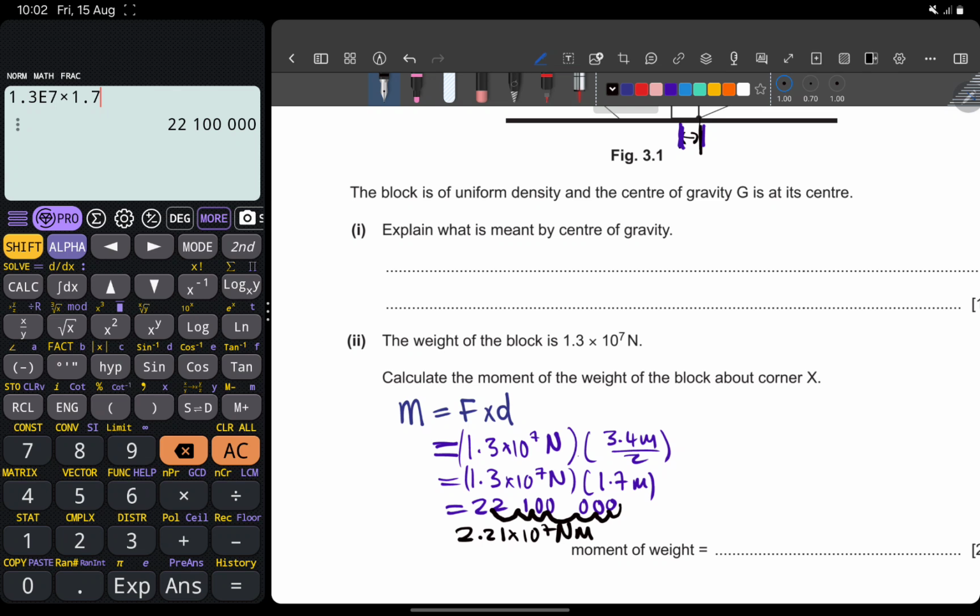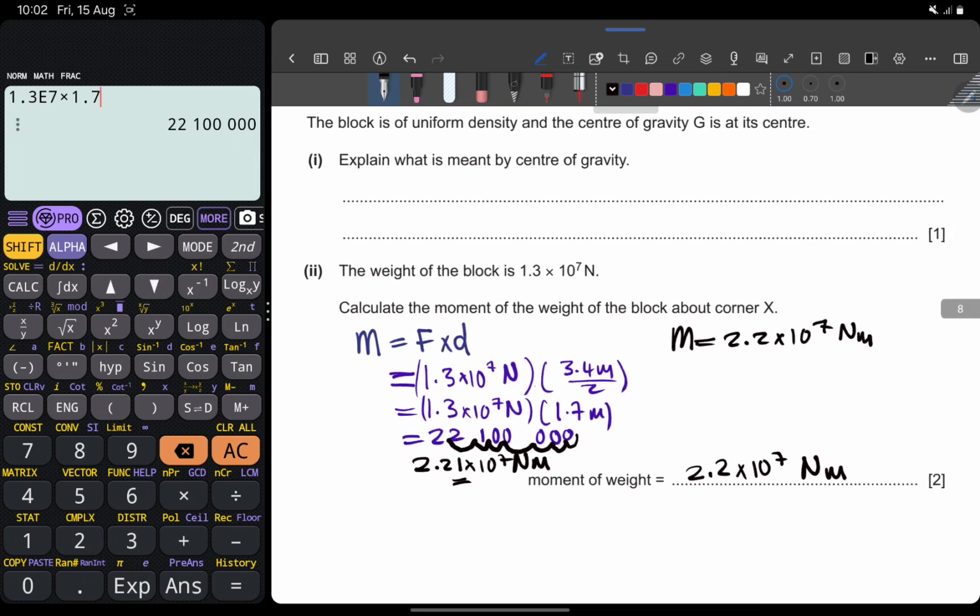We should have our answer having the same number of significant figures as the one in our calculations that had the smallest. I see he had 2, the other one had 2, so the smallest had 2. This 2.21 has 3, so we should throw away that last one. Before throwing it away, we check, is it a 5 and above? No. So we're just going to throw it away. So the moment is equal to 2.2 times 10 to the power 7 Newton meters. This is going to be our moment, and we are done.